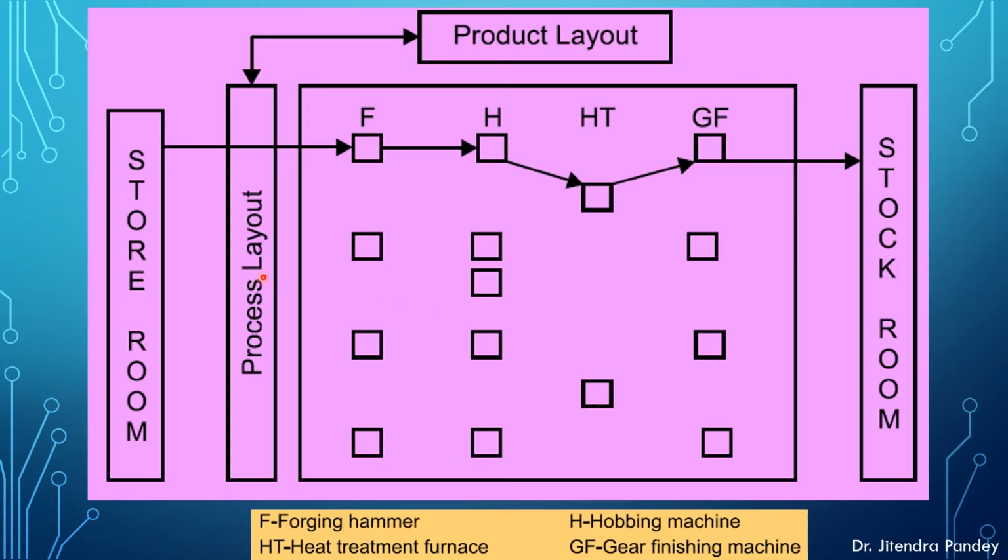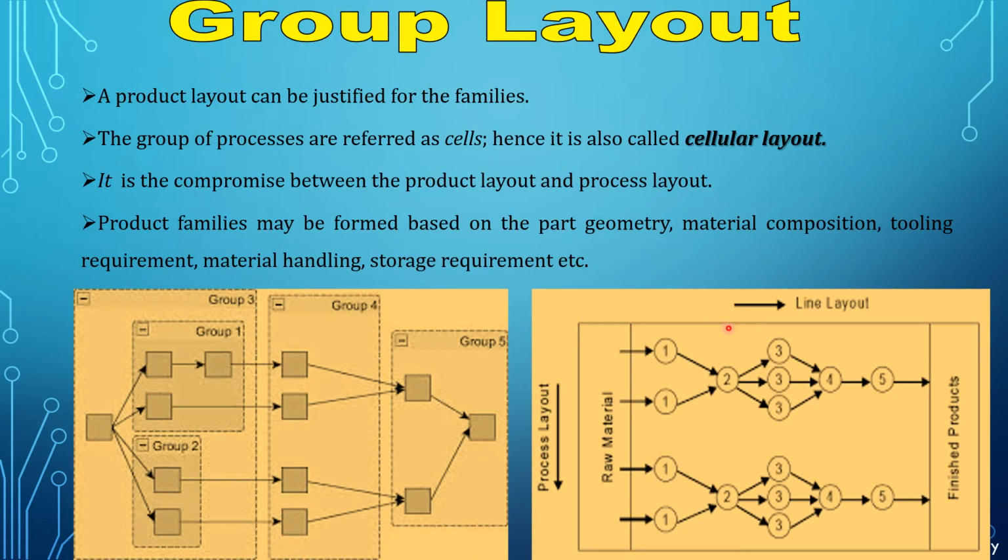This is one more example. This is the forging hammer. This is the hobbing machine used for gear cutting. This is the heat treatment furnace, and this is the gear finishing machine. This is the product layout cum process layout. Material comes from a storeroom, it is delivered from one operation to another, and similarly all of this goes on and finally it goes to the stock.